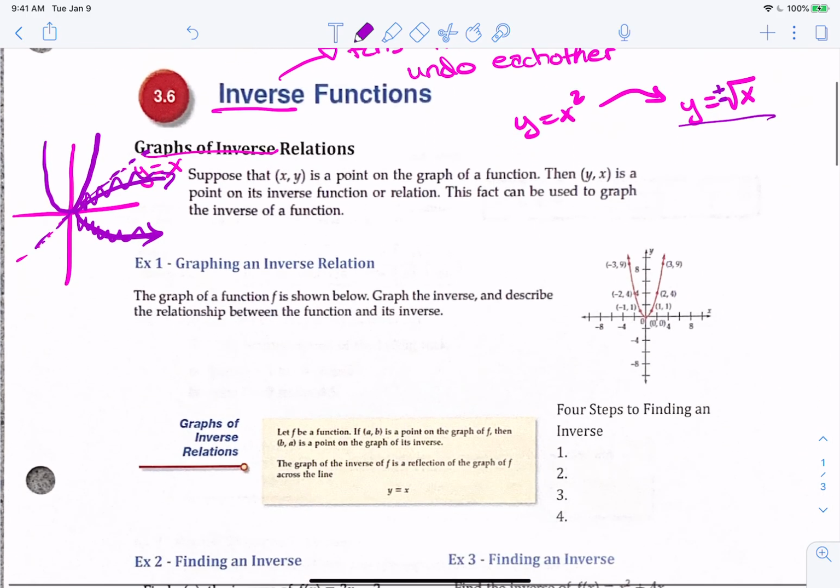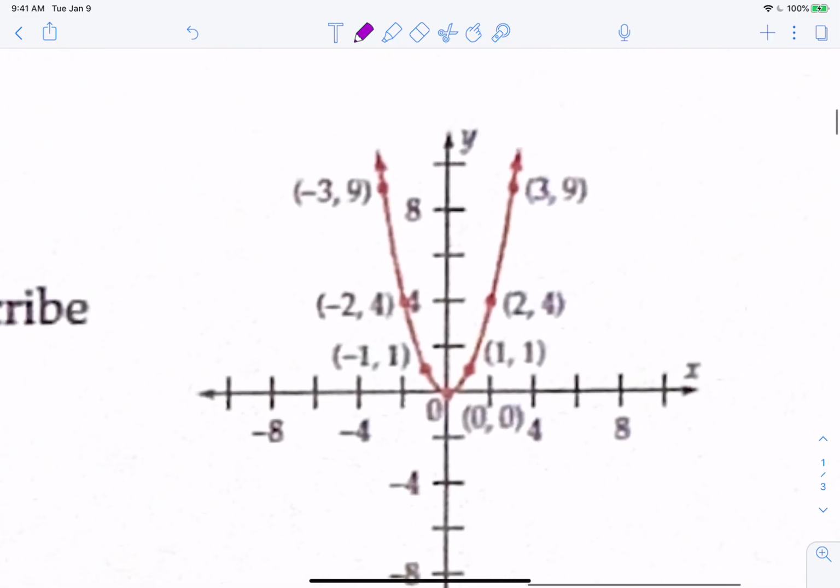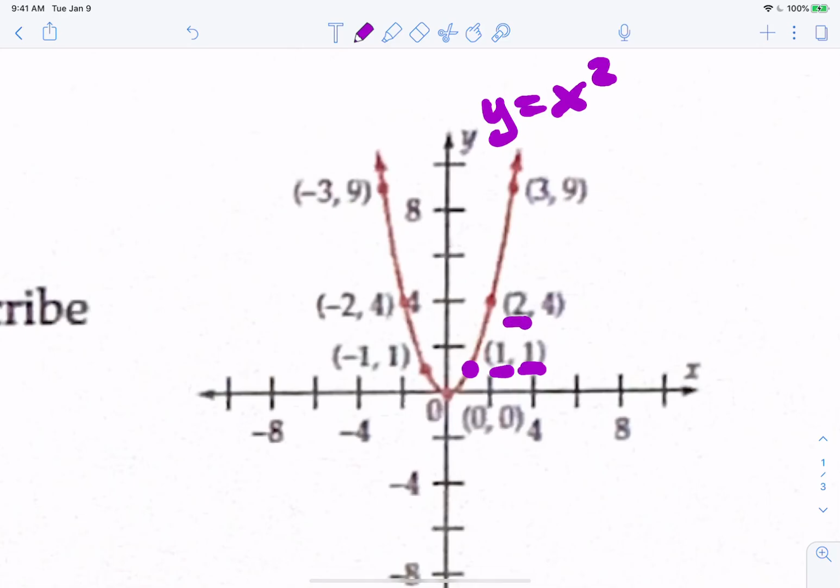All right, graphing an inverse relation. The graph of the function f is shown. Graph the inverse and describe the relationship between the function and its inverse. I already gave you a clue to this one. This is the graph of y equals x squared, right? If I take 1 and square it, it becomes 1. So I plug in 1, I get 1 to pop out. 2 squared is 4. 3 squared is 9. Negative 1 squared is 1. Negative 2 squared is 4. Negative 3 squared is 9. That's where they get those points for that parabola.